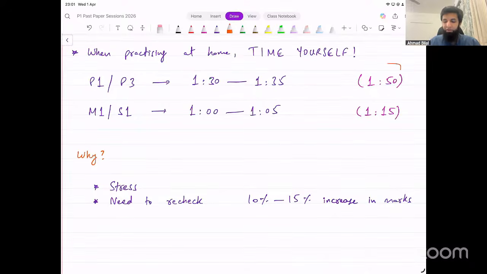Now, for P1 and P3, you've got 1 hour 50 minutes in the exam. For M1 and S1, you have 1 hour 15 minutes in the exam. But that does not mean that that's the amount of time you should be giving yourself when practicing at home. You should be doing these papers quicker at home. So, roughly around 1 hour 30 minutes to 1 hour 35 minutes for paper 1 and paper 3. That is what your target needs to be at home.